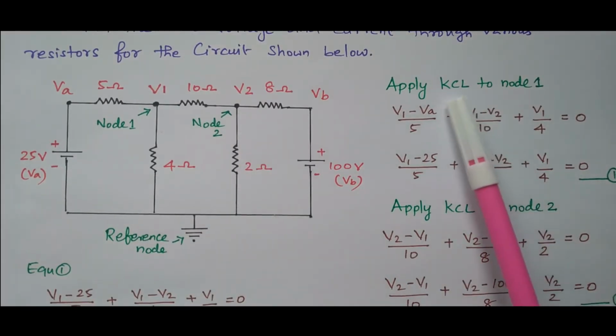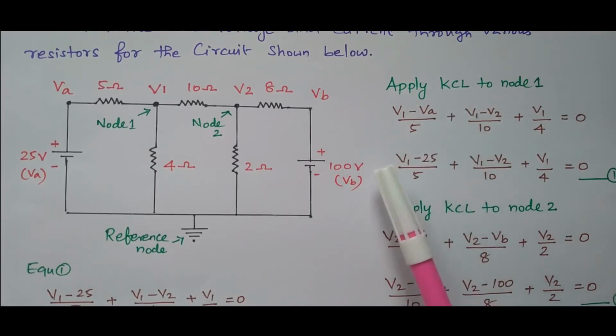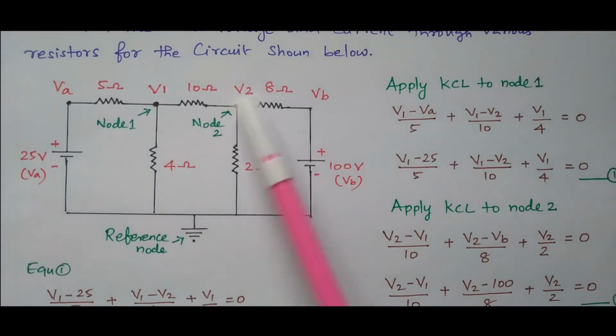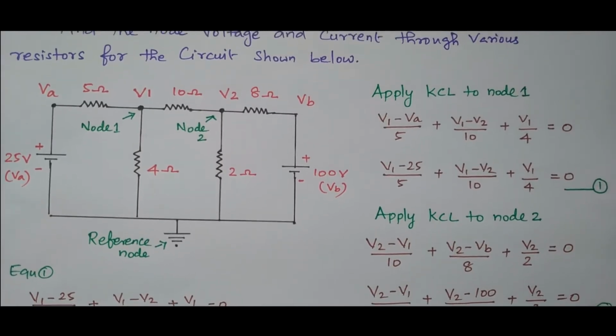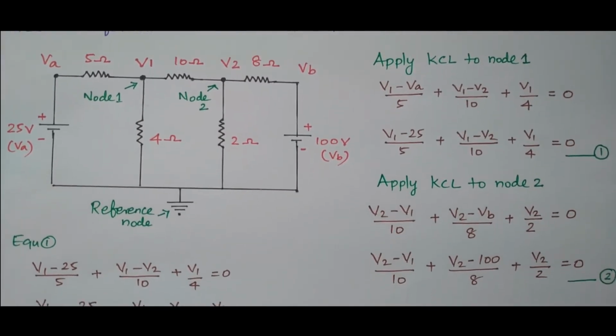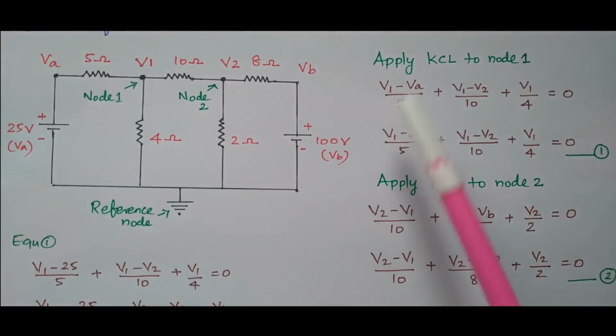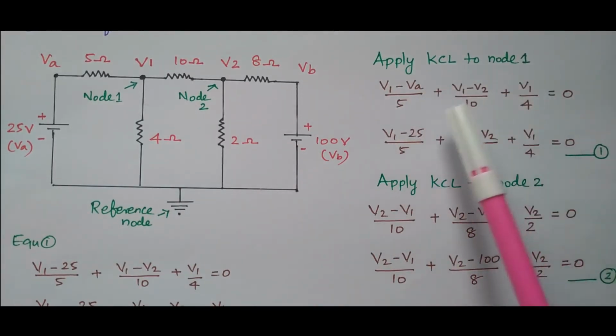We can apply Kirchhoff's current law to find V1 and V2. We can frame the two equations. By solving the two equations, we are able to find V1 and V2. First we'll consider node 1. Apply Kirchhoff's current law to node 1.